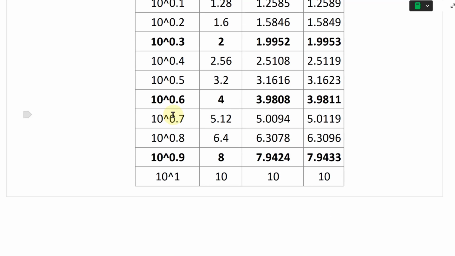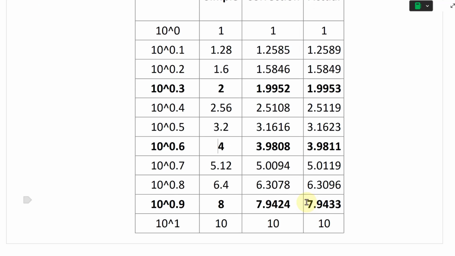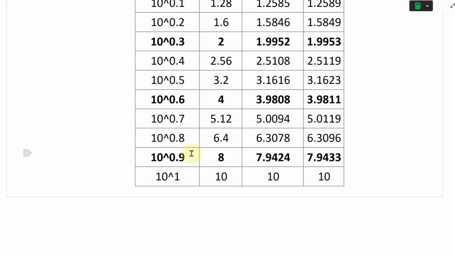And then 10 to the 0.7 is 5.12. Or then the correction, 5.0094, and then the actual 5.0119. Then 10 to the 0.8, 6.4, 6.3078, or 6.3096. And then 10 to the 0.9 is 8, or 7.9424, or 7.943 is the actual. And then 10 to the 1, all of them is 10, 10, 10.